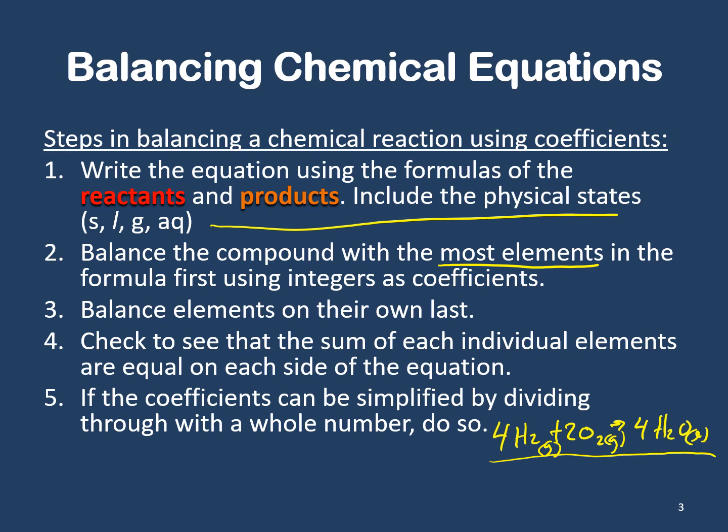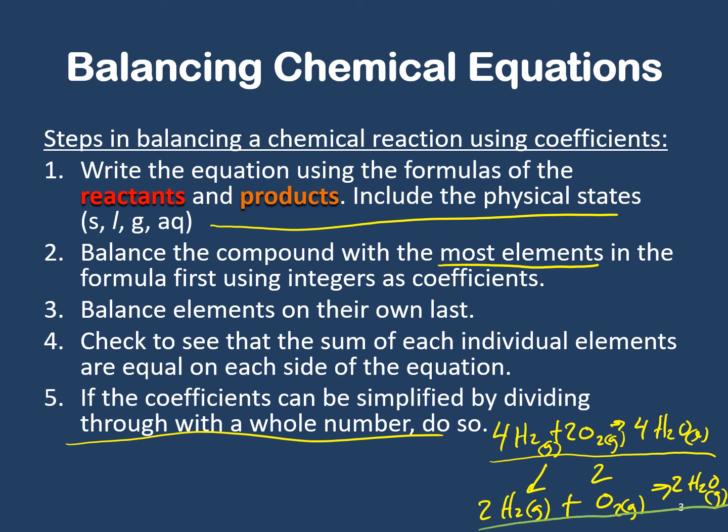If I somehow got this balanced equation, it would be wrong based on step 5. Why? Well, if you look at this, each one of these coefficients can be divided by 2 to give me 2 H2 gas reacts with 1 O2 gas and goes to 2 H2O. This is actually our correct answer. The other would be incorrect because it's not fully simplified. All right, so let's do some example problems.